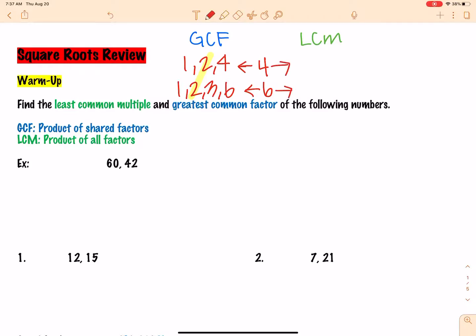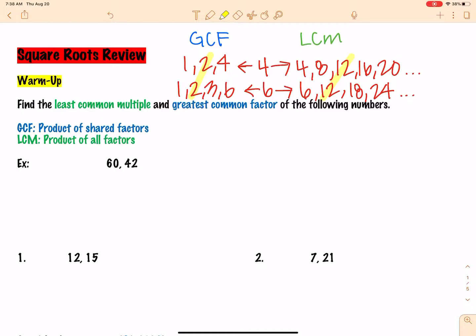LCM is the least common multiple. So you do the multiples of these numbers and find the least common one they have. For example, you just list the multiples. So for 4: 8, 12, 16, 20, and so on. You could go on forever if you want to. For 6, you do the same thing: 6, 12, 18, 24, and it goes on as we know. So you find the common ones they have, and you find the number that's the least of them. So the least common multiple for 4 and 6 is 12. So again, two completely different numbers, so please understand the difference between those two.